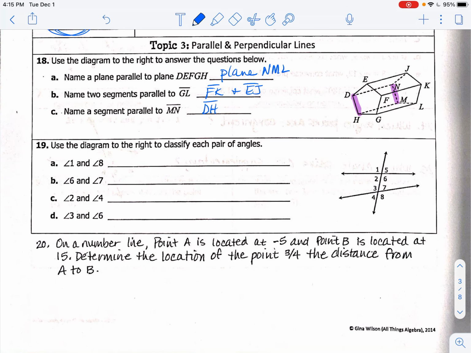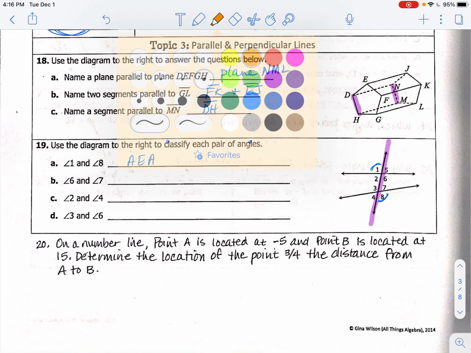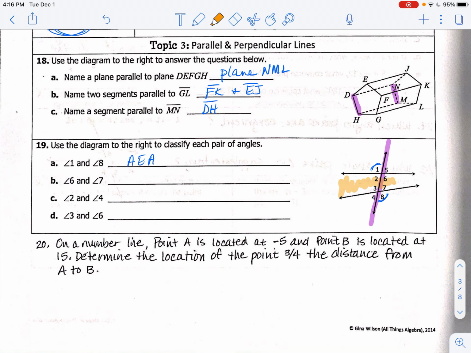Use a diagram to the right to classify each pair of angles. Angle 1 and angle 8. These are alternate exterior. AEA, alternate exterior angles. They are on the opposite side of this transversal. That's what makes them alternate. And the interior of the lines is right here between the 2 lines. So we can see that they are alternate and on the exterior.